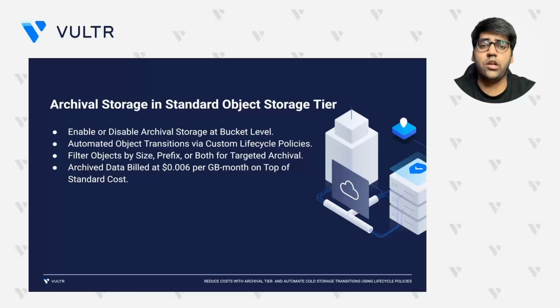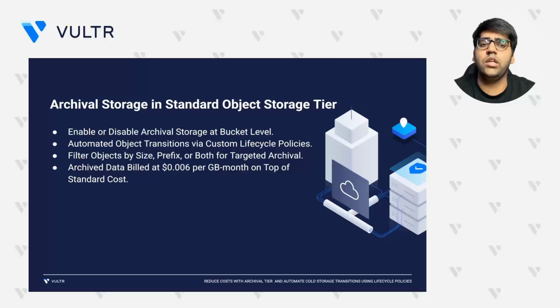With Vultr Standard Object Storage, you have the option to enable or disable the archival storage at the bucket level. This gives you more granular control compared to the archival tier subscription, allowing you to choose exactly which buckets participate in the archival storage. Using custom lifecycle policies, you can automate the transition of objects based on specific conditions, such as size, prefix, or even a combination of both.